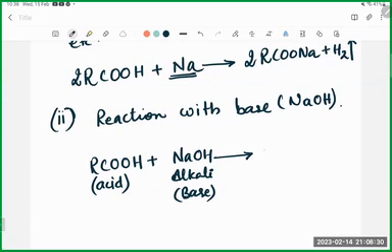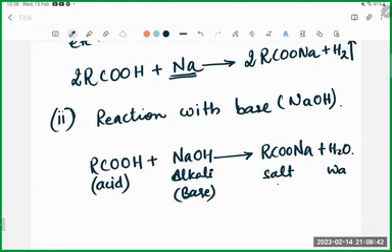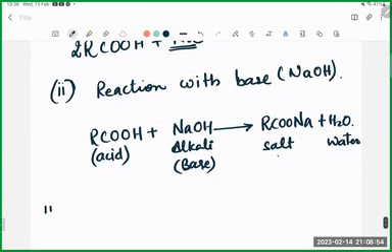So in an acid and base reaction, what will happen? We get the product salt, RCOONa, the same salt, but water is the byproduct over here. So as usual, it is the neutralization concept: acid plus base gives salt and water. So these two reactions can be taken to prove that carboxylic acid is acidic in nature. Is this clear, Hridaya? Yes, ma'am.